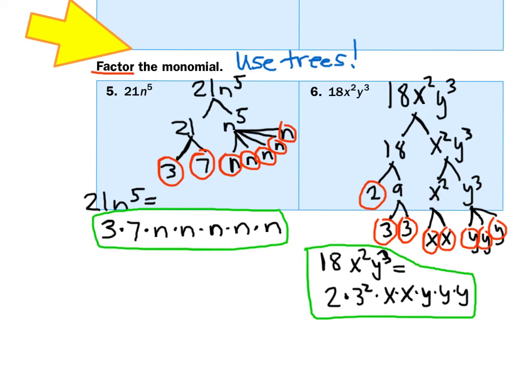Since it's x to the second power, I drew 2 branches and put x times x. Since it was y to the third power, I drew 3 branches, put y times y times y. And so when I wrote it out, remember, put the numbers in order from least to greatest. So 2 times 3 to the second power, because there were 2 of them. But then remember, we have to write the variable in expanded form. So x times x times y times y times y.